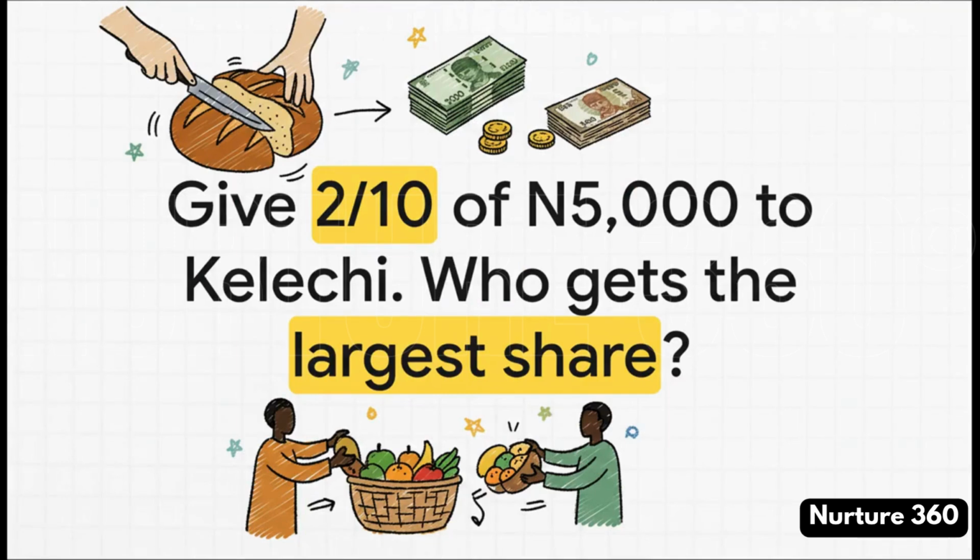Okay, you ready? Time for your first challenge. And this isn't just a math problem, this is a real-life situation. Auntie Funke hands you 5,000 naira. The instruction: give 2/10 to your sibling, Kelechi. So, who gets the bigger cut?